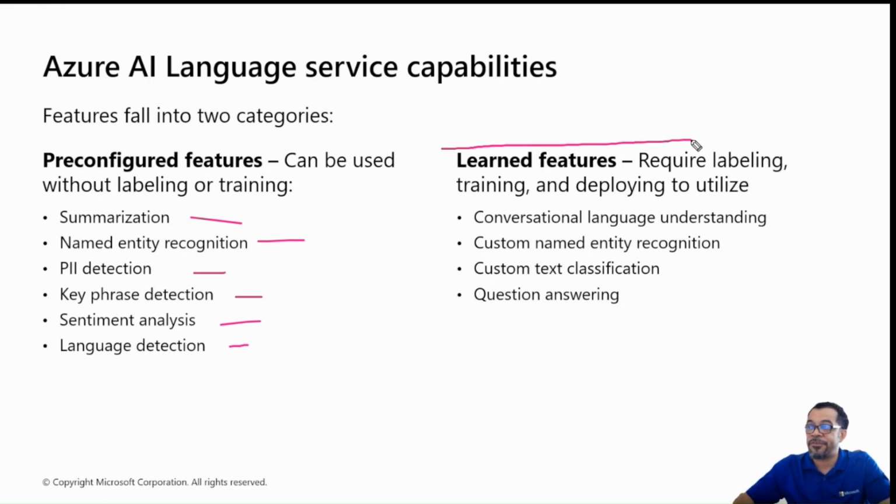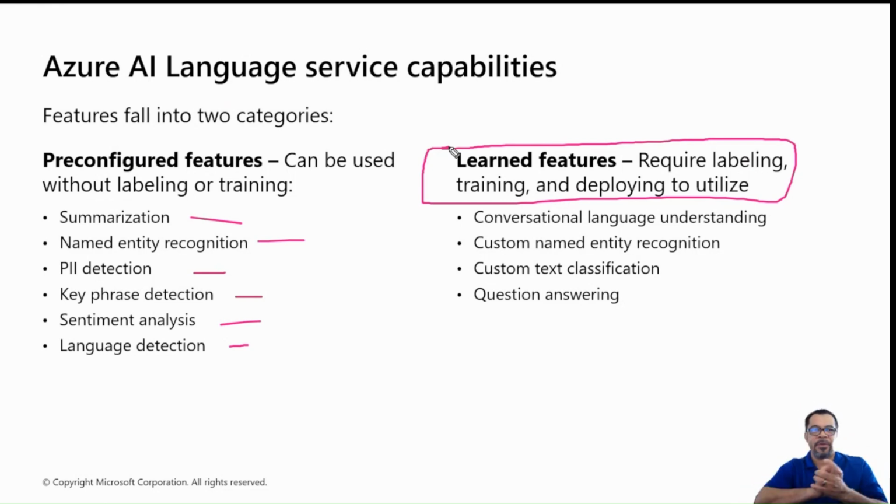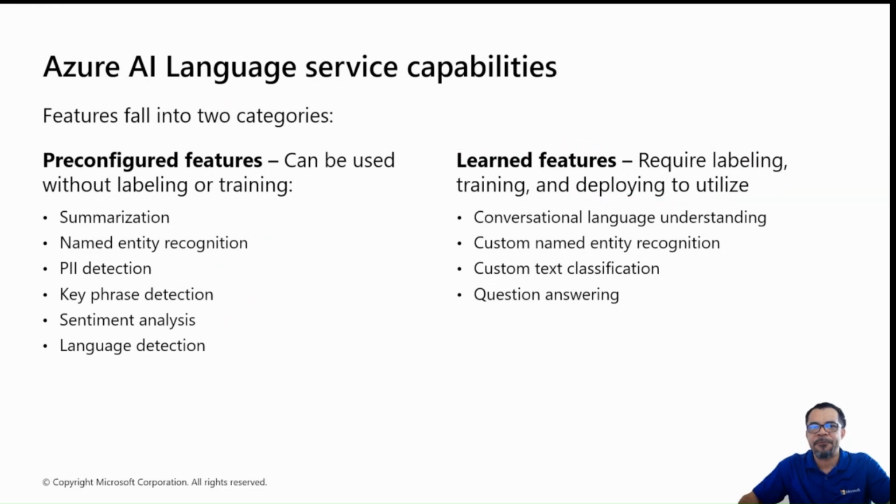Now, the learned features are the ones that the system will learn dynamically or that you have to label. So think about it this way. The pre-configured ones come pre-labeled, whereas for the learned features, you specify the tagging or the labeling to help identify what they are. And for those, we can use it for what we're discussing now, which is conversational language understanding. We can use it for custom named entity recognition, which will be our next few videos, as well as our question and answer one, which is the previous video prior to this. So you can use that.